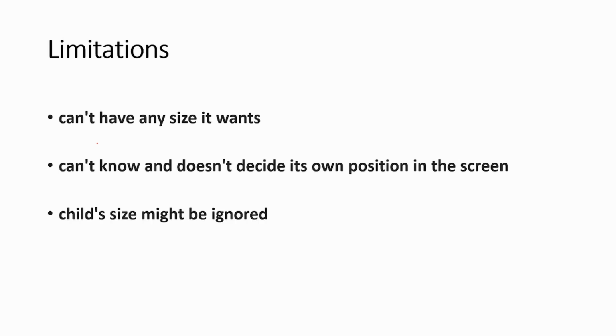If a child wants a different size from its parent and the parent doesn't have enough information to align it, the child size might be ignored. Alignment is also very important, like where you want to place the widget, for example in the bottom right. This has to be taken care of by the parent as well. If the parent doesn't have that information, the child size might be ignored. This is what it is about widgets and constraints.